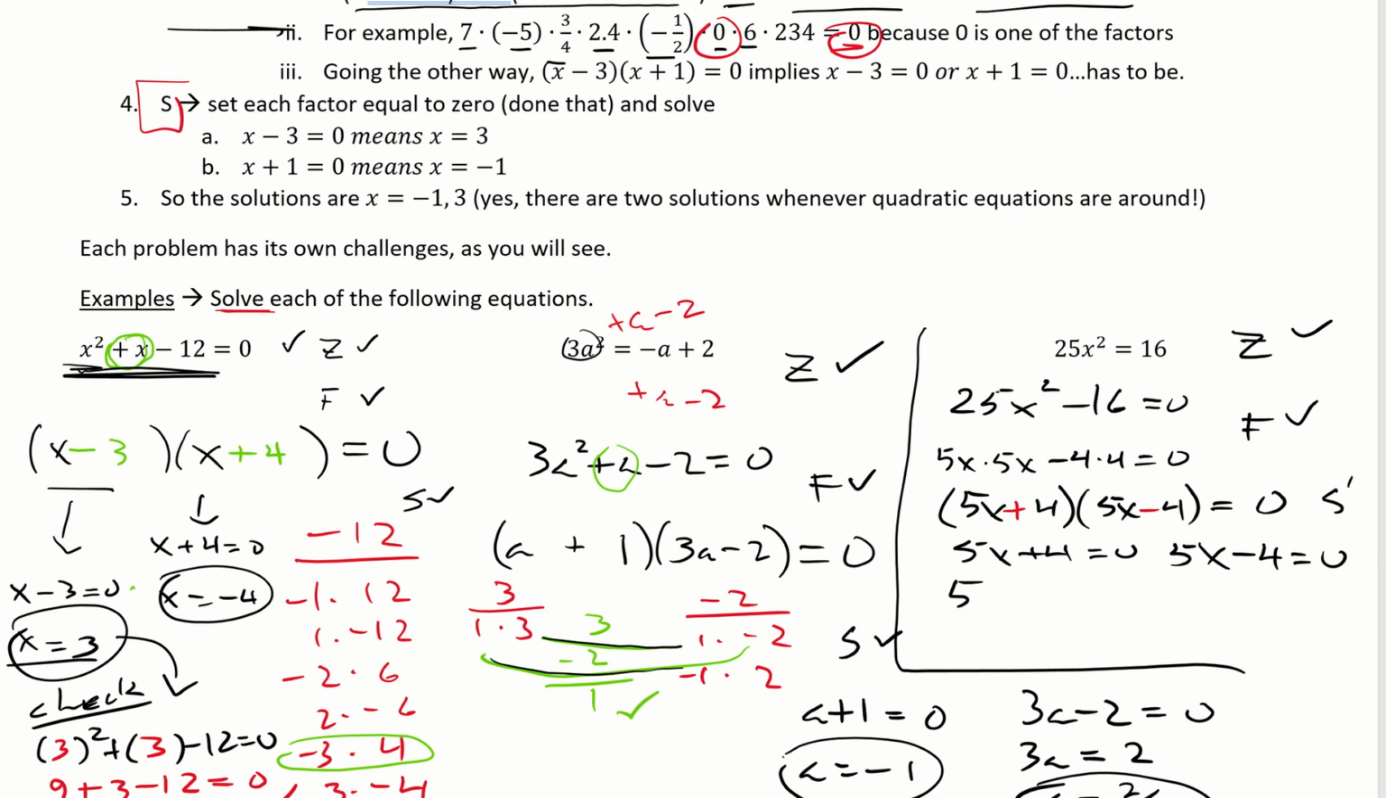Throw the 4 over. -4. Divide by 5. -4 over 5. There's 1. Throw the -4 over. +4. Divide by 5. There is the other answer. This is how it's done.